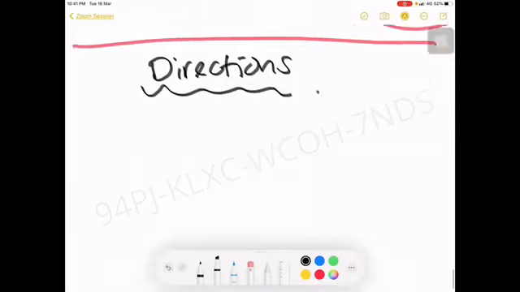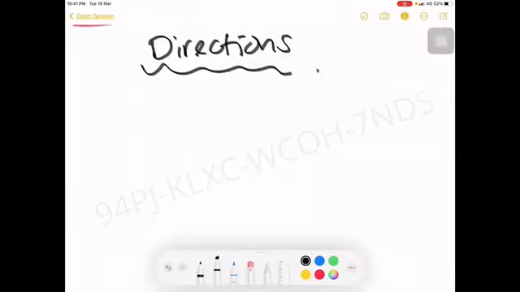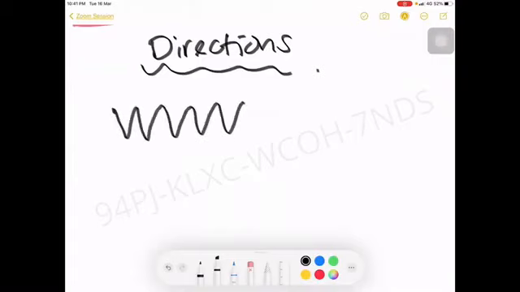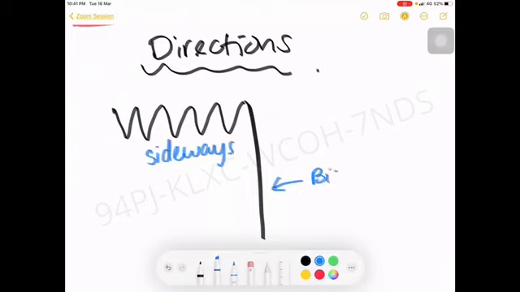Okay, all right. So how do I find my direction? I will find a sideways and I will find a big movement. So this is sideways. And this one is big movement. Take a look at this one.